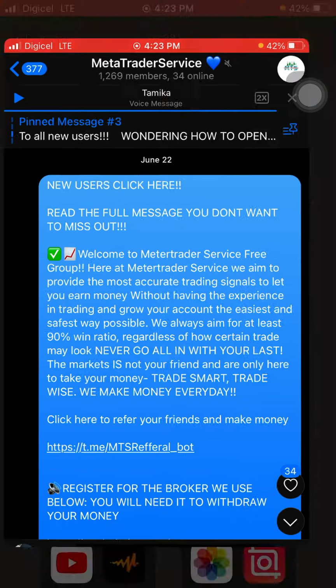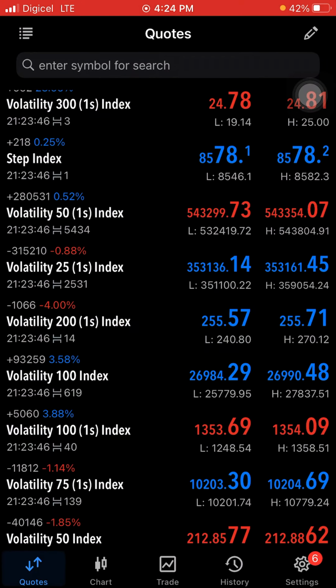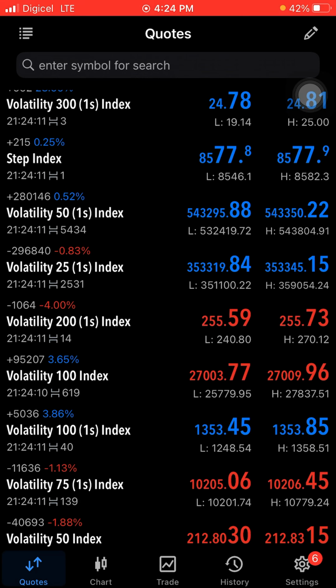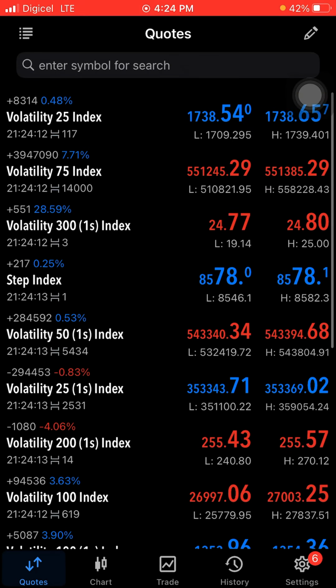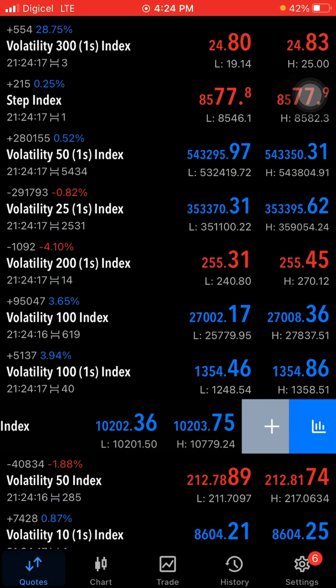And let's get into MetaTrader 5. Make sure you watch the first course to understand support and resistance levels, because those are the basics of trading. Okay, let's get into the video right now.